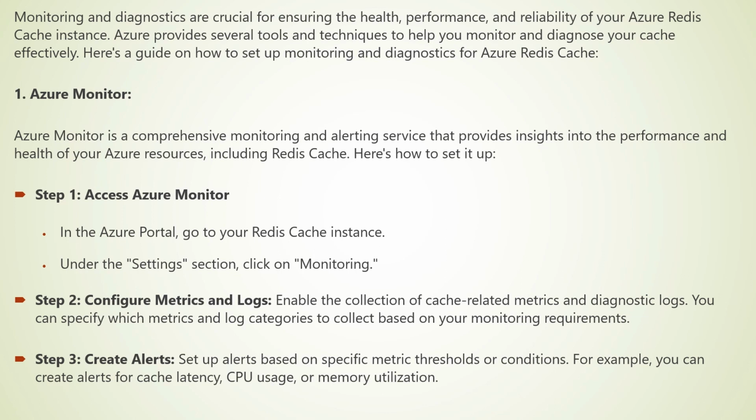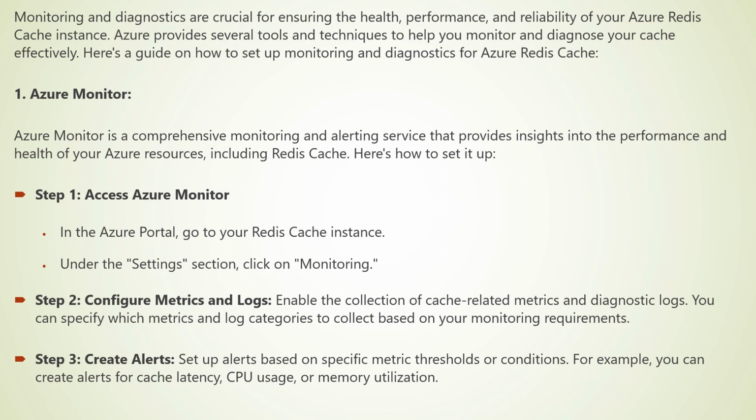Azure Monitor. Azure Monitor is a comprehensive monitoring and alerting service that provides insights into the performance and health of your Azure resources, including Redis Cache. Here's how to set it up. Step 1. Access Azure Monitor. In the Azure portal, go to your Redis Cache instance. Under the Settings section, click on Monitoring.